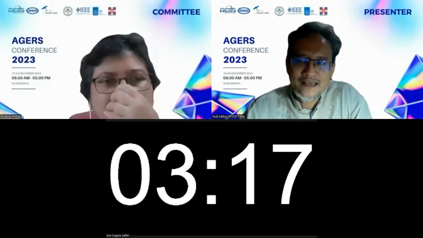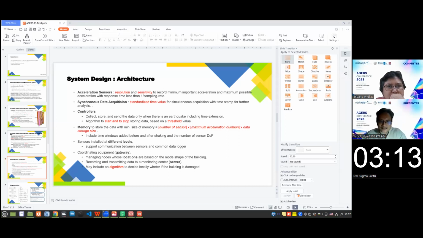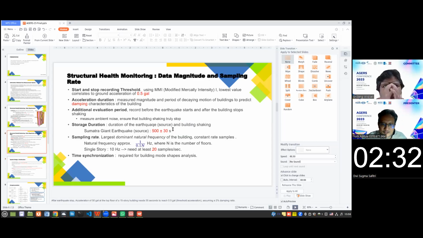The system has to run all the time. It has to record all the time because we don't know when the earthquake will start and when it's going to stop. Also, if we start recording only when we detect an earthquake, we don't know whether any movement or earthquake happened before we started recording. One of the requirements is that our data has to include a period before the earthquake starts and a period after. Our values from the literature show that we need to record at least 30 seconds before and after the earthquake. So our system runs all the time.